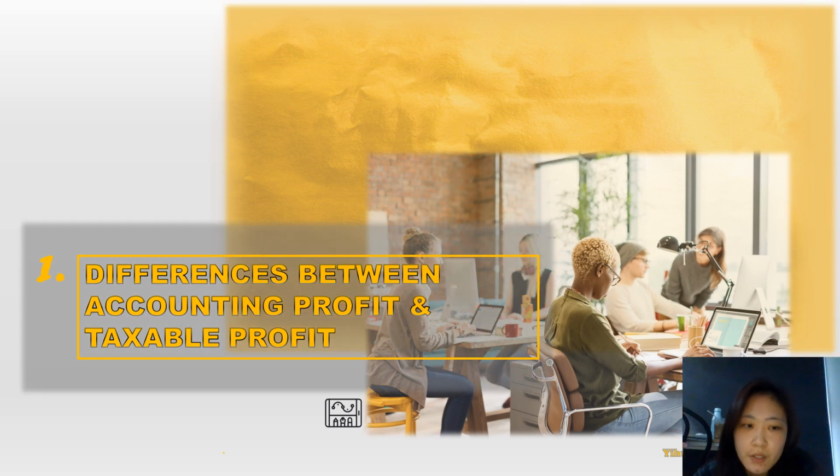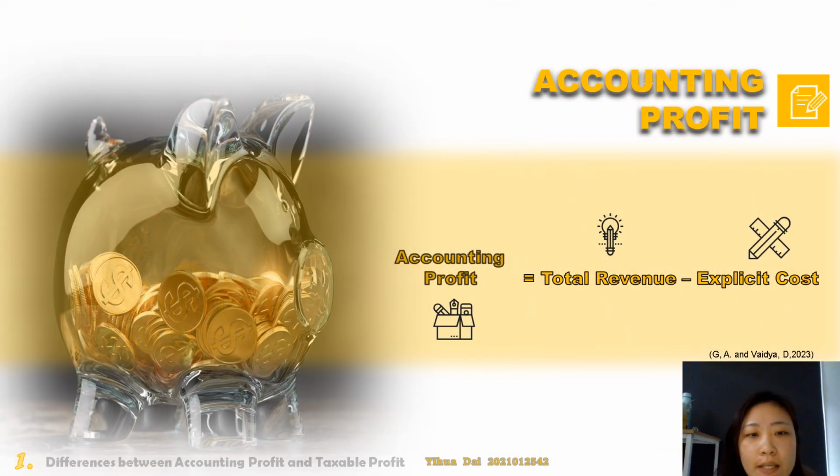And I'm the first one to present the differences between accounting profit and taxable profit. So first, let's take a look at the accounting profit. It is the total revenue minus the explicit cost. In other words, accounting profit is a company's total earnings, the net income earned after subtracting all dollar costs from the total revenue.